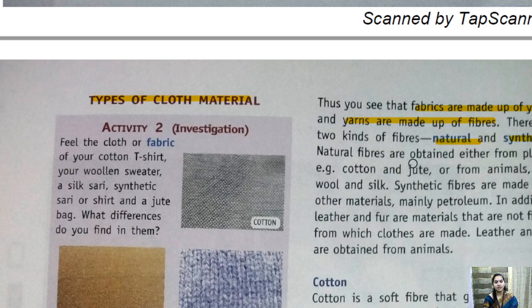The fibers that are obtained from plants and animals are called natural fiber. What is synthetic fiber? It is just the opposite of a natural fiber. So the fibers that are obtained chemically, that are manufactured with the help of chemicals, basically petroleum, are called synthetic fiber.